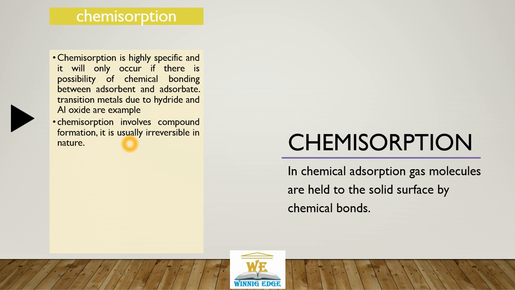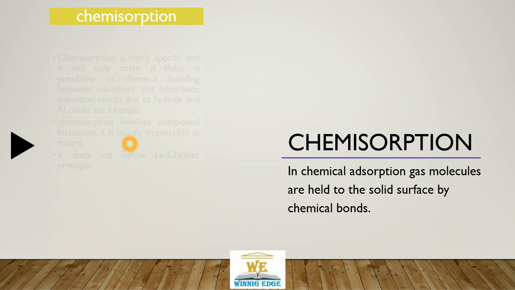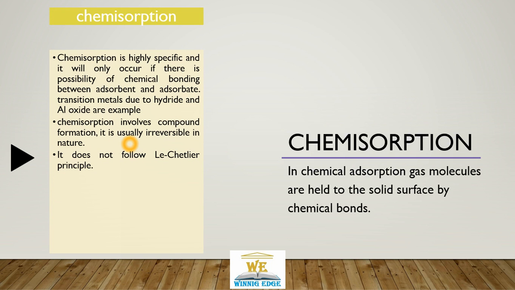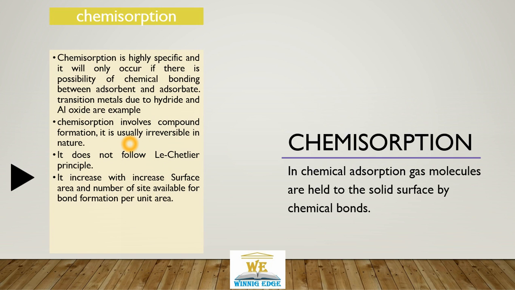Chemisorption involves compound formation. It is usually irreversible in nature, unlike physisorption, which is reversible. Third point, it doesn't follow Le Chatelier's principle like physisorption. It increases with an increase in surface area, the same as physisorption, and depends upon the number of sites available per unit area. The enthalpy of chemisorption is very high compared to physisorption.